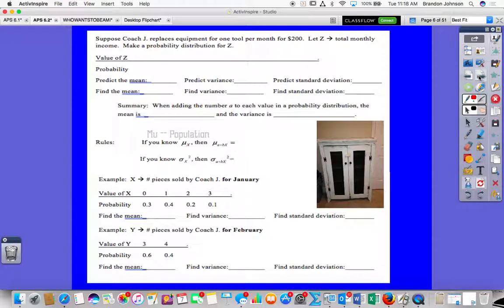So on the top, suppose Coach J replaces equipment for one tool per month for $200. Z will be the total monthly income, and you can make a probability distribution for Z. This was 0, 800, 1600, 2400, right? But what would happen if I replace equipment for one tool per month for $200? You just subtract that out. I would subtract it out. So what would I get then?